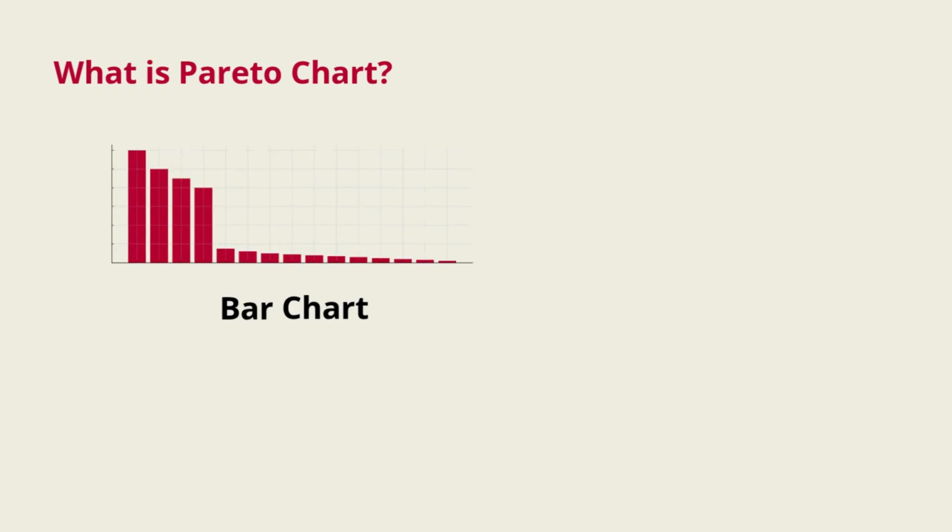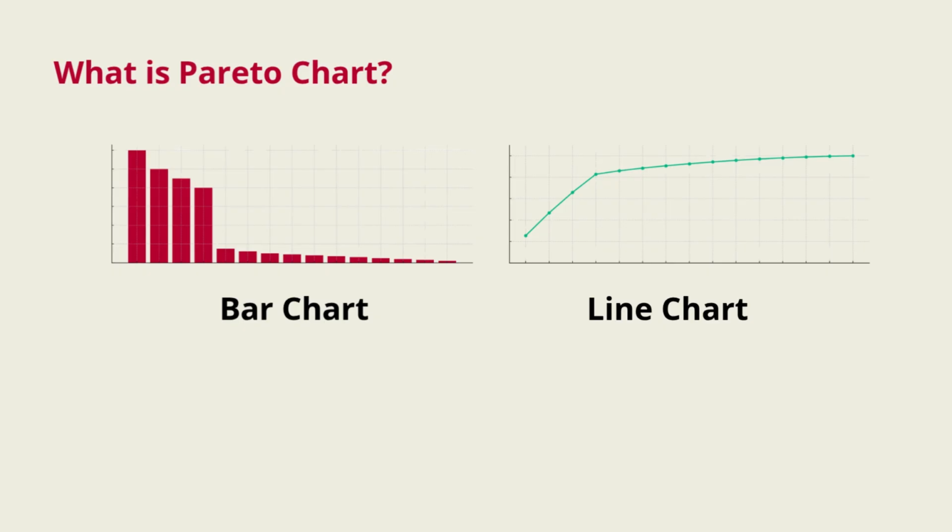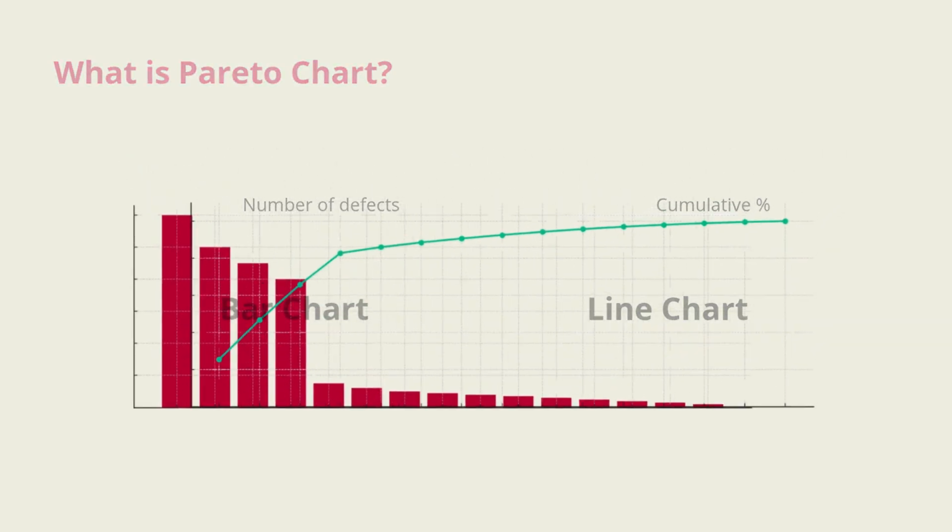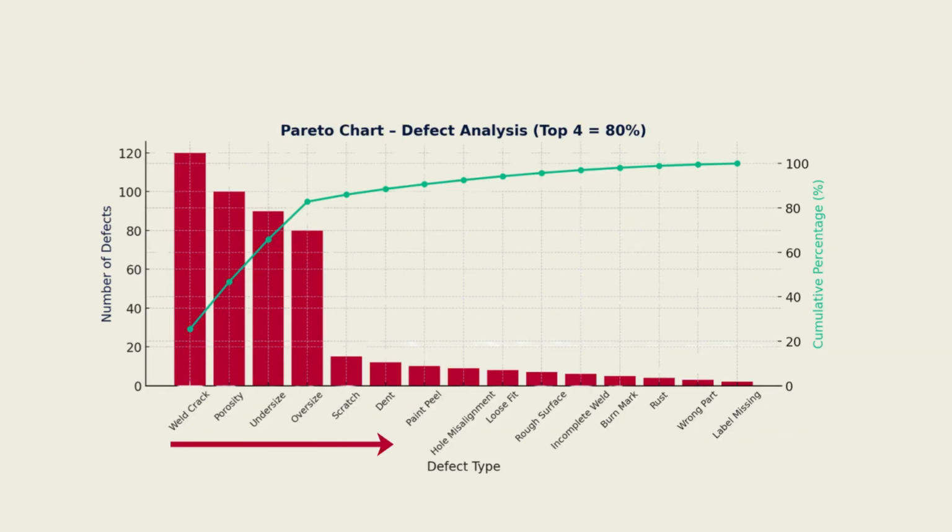So, what exactly is a Pareto chart? Think of it as a combination of a bar chart and a line graph. The bars represent the frequency or impact, for example, number of defects. The line shows the cumulative percentage, helping you see how each factor contributes to the total problem. By arranging defects from the most frequent to the least frequent, the Pareto chart instantly tells you where to focus first. In short, it's not about fixing everything. It's about fixing what matters most.